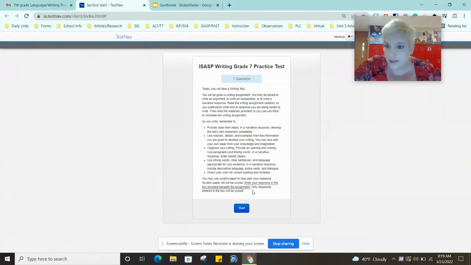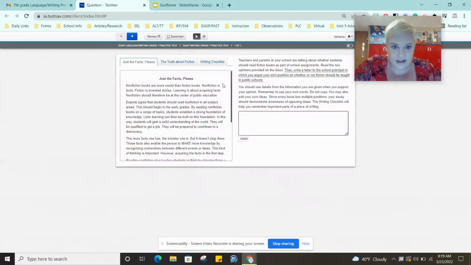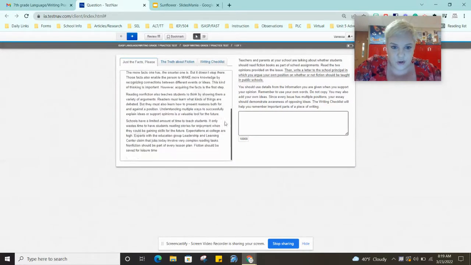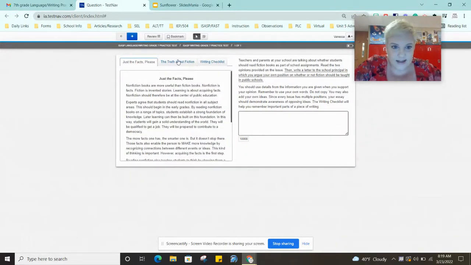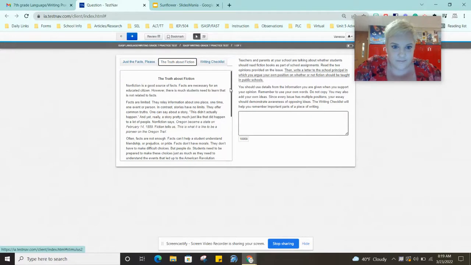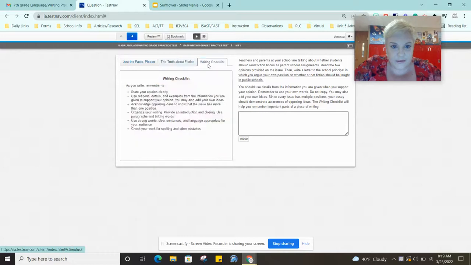You need to read through these instructions carefully. Then you'll be given 2 articles. So one is called Just the Facts, the other is called The Truth About Fiction. You're going to need to read through both of these articles. Then there's a rubric for you. Okay, it tells you to state your opinion, use reasons, details, and examples. So that would be text evidence, like we've been practicing. Organize your writing, use strong words, check your work. Okay, and here's the prompt.